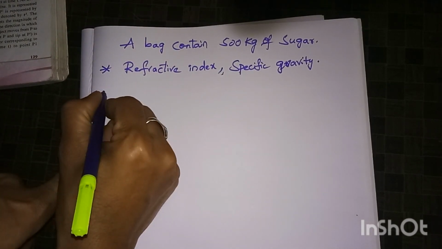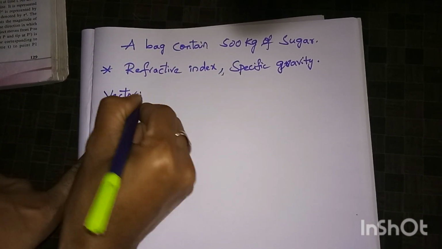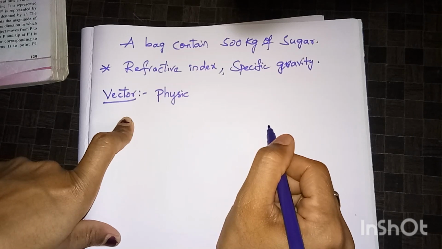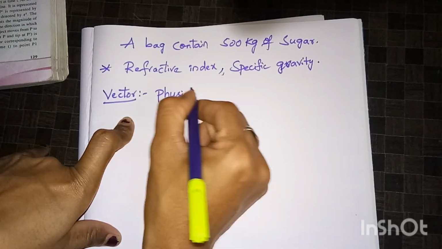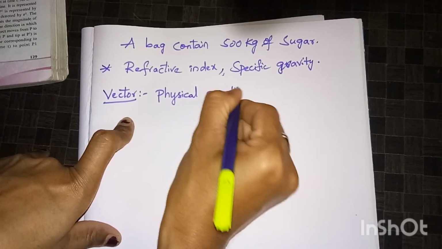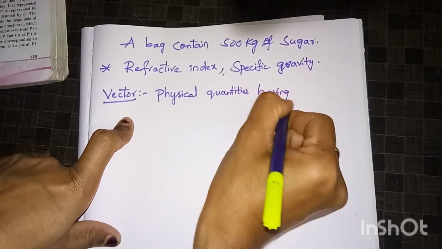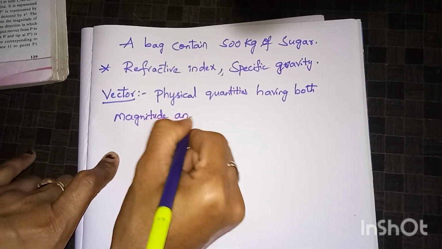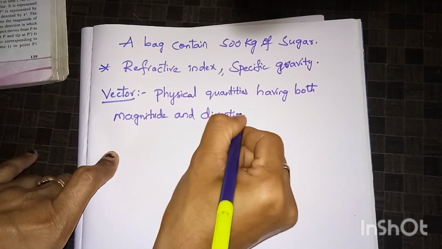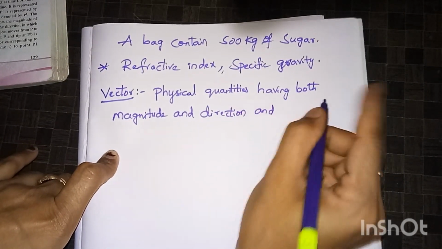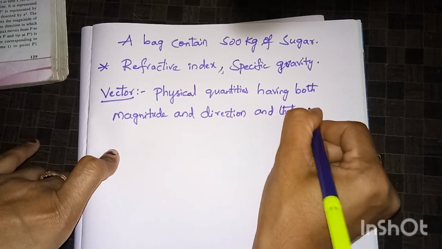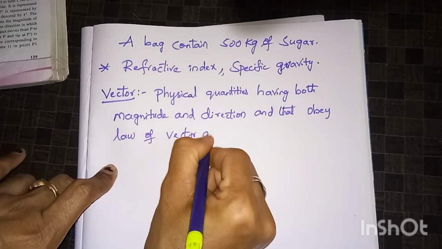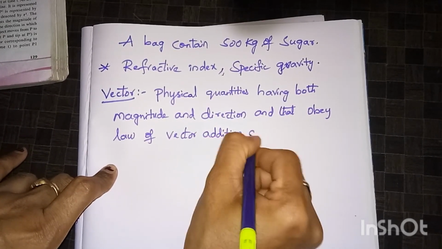So now, what is meant by vector? Physical quantities having both magnitude and direction, that we call vectors. Having both magnitude and direction, and that should obey the law of vector addition, are called vectors.